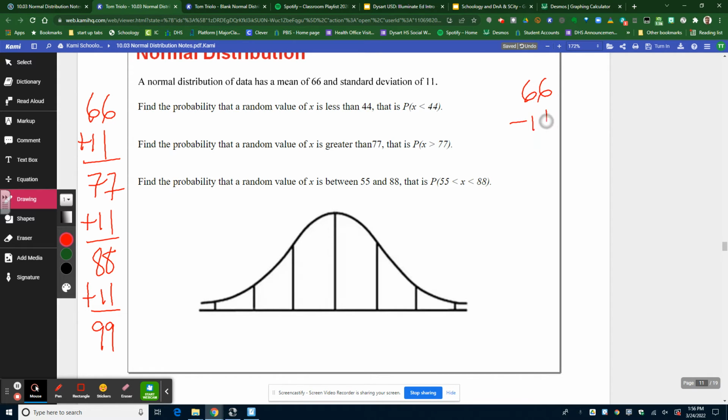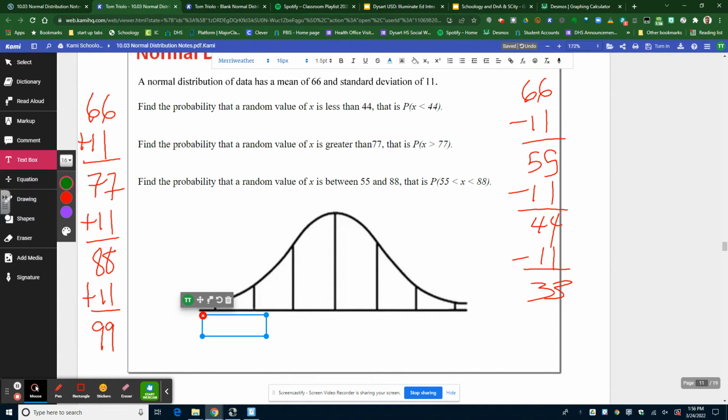So 66 minus 11 is 55. Minus 11 again, 44. Minus 11 again is 33. So now we're going to take our text box and we're going to start from the least to the highest. 33 goes right here underneath that first tick mark. Then keep tabbing over until you get to the next one. Tab over. 55, tab over. 66, which is our mean. You might have to use the space bar a little bit. Tab, tab. 77. Tab, tab, tab. 88. And then last but not least.